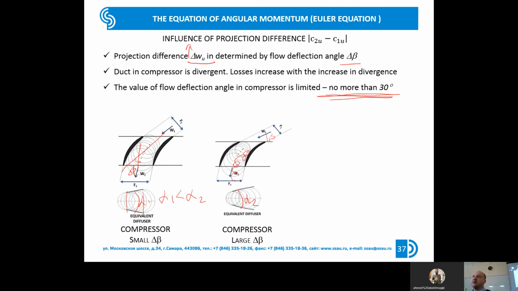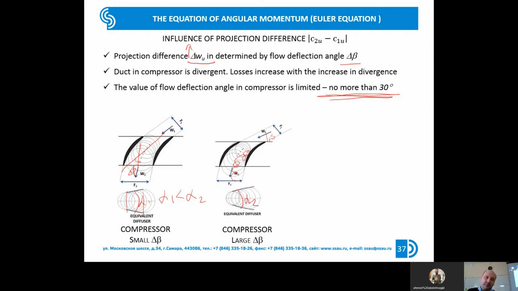Usually not more than 30 degrees. Okay, on the next slide we will discuss how it influences the construction of the engine.